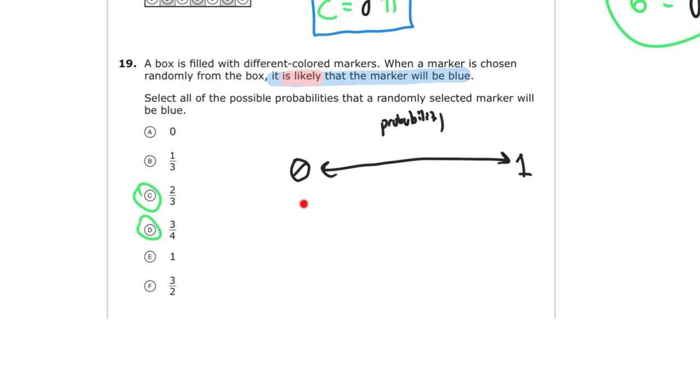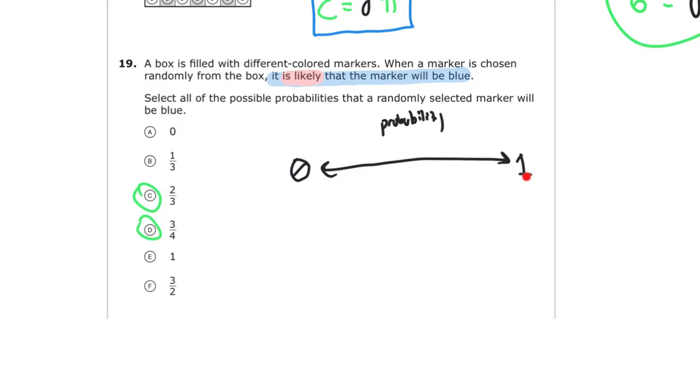0 means there's no chance that something will happen. If something has a probability of 0, that means that there is no chance that it could happen. In other words, we have a word for that. It's called impossible. I'll say that again for my student watching. If a probability is 0, that means it's impossible for that thing to happen. If the probability for something happening is 1, that means it will definitely happen, no matter what.